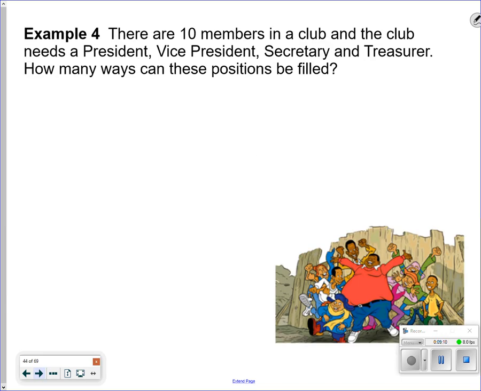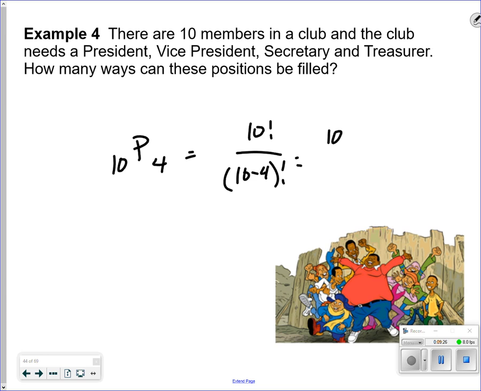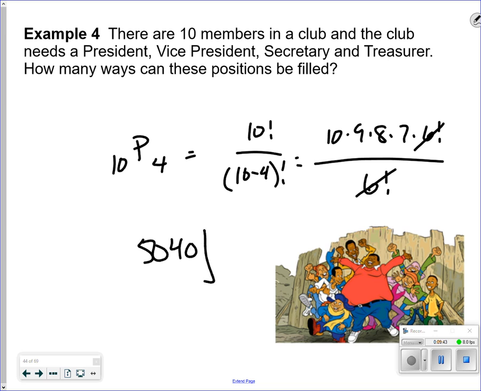There are 10 members in a club, and the club needs a president, a vice president, a secretary, and a treasurer. How many different ways can you fill these positions? So again, 10 permutation of 4 spots. 10 factorial over 10 minus 4 factorial using the formula. So I'm going to cancel out the 6 factorial, and now we're talking about what do we have? There we go. 5,040 different possibilities there.